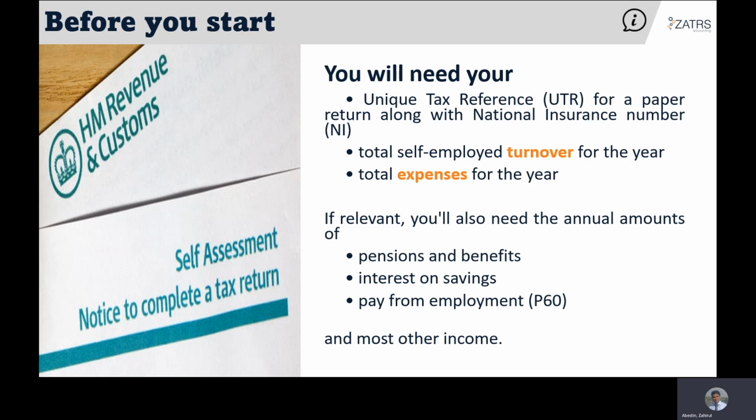You will also need to tell HMRC about any other sources of income that you have got. That might be things like pensions and benefits, interest on savings, or if you have had a part-time job as well as your self-employment, you will need your P60 to tell them about the tax and national insurance from that employment.